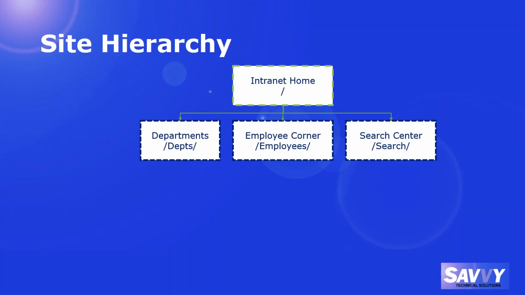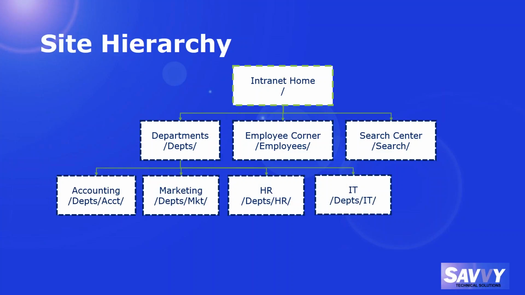So in this example, perhaps in my top level site, I have a subsite called Departments. You can see underneath the name of it, it's got a URL of tenant.sharepoint.com/departments. I've got another subsite called Employee Corner, and another one that's my search center where I've configured search. In this approach, each of these sites are considered siblings to one another, and they are all children to that top level intranet home site.